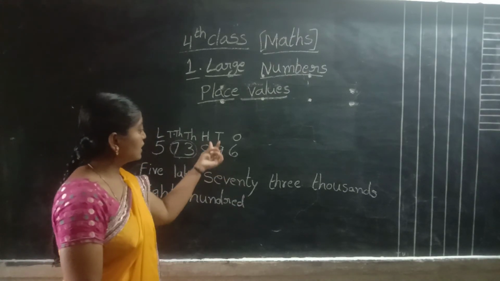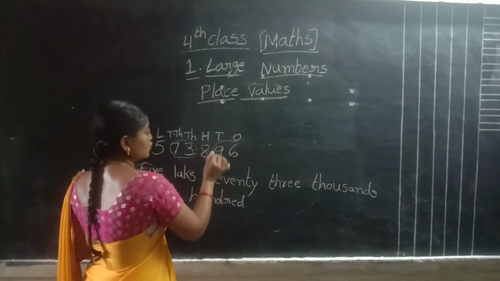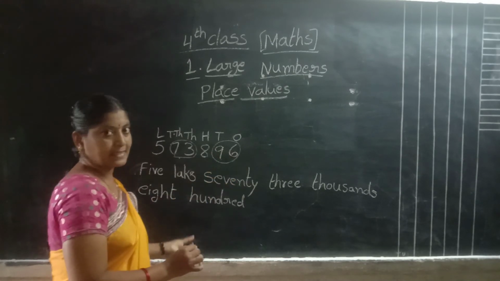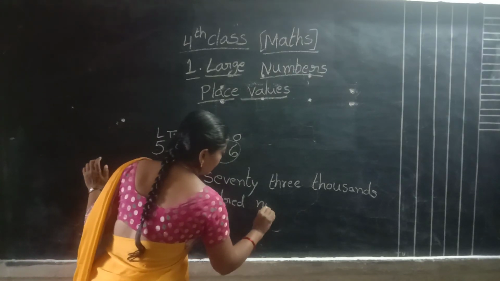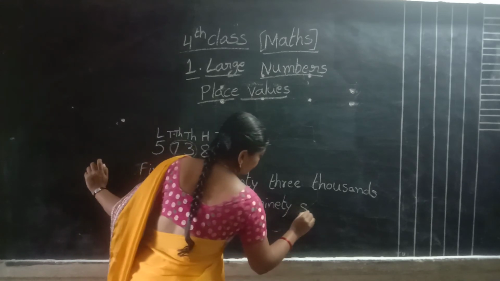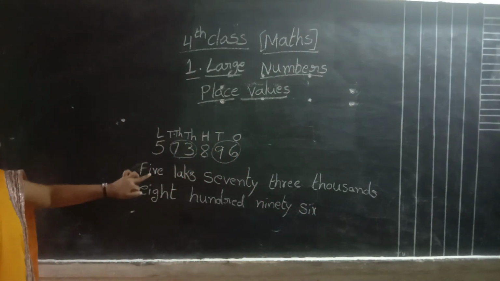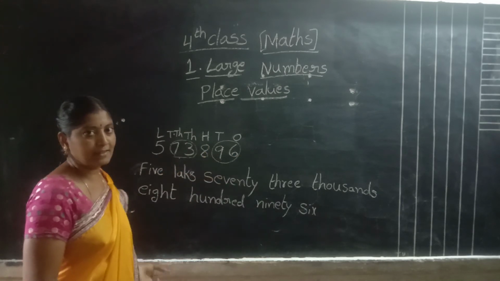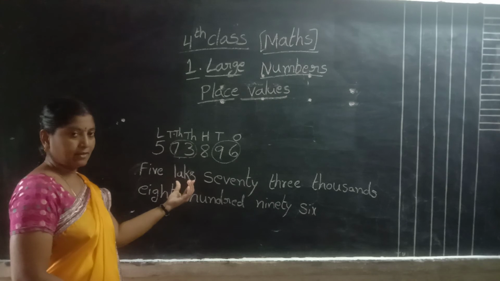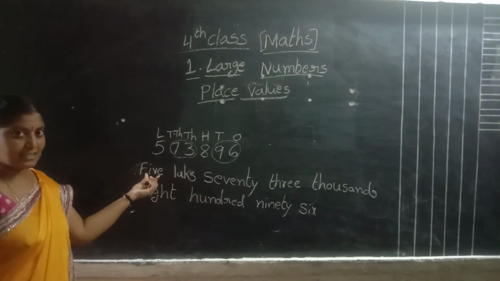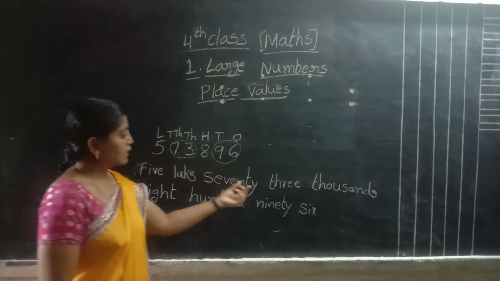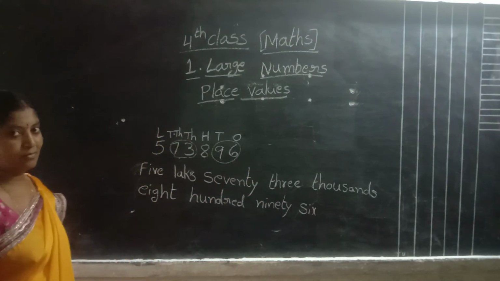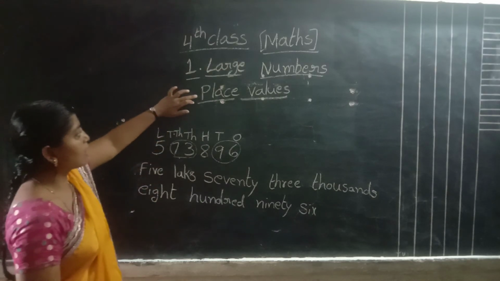So don't write 9 and 6 separately. This is the total number: 96 together. So write 96. Very easy. Dear children, what is the number? First, how to read it: 5,73,896. You will write it like that. Enough. Okay, children, that is the use of place values.